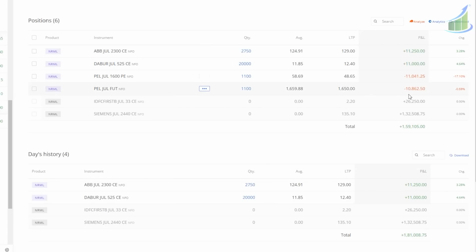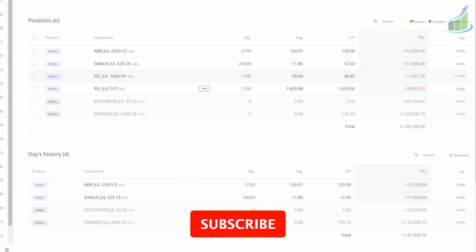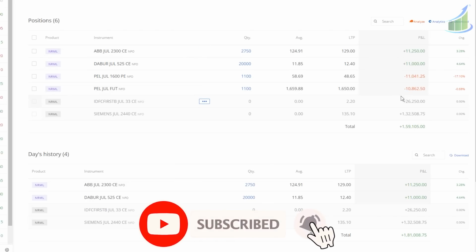I still am holding 4 open positions. You can just have a look at them. I'm still holding 4 open positions. These are the 4 positions which I'll be probably closing in a day or two.